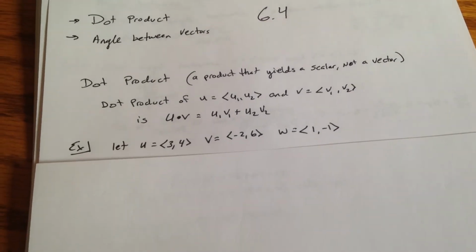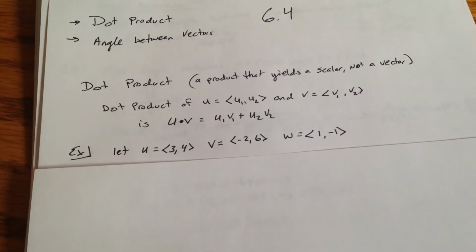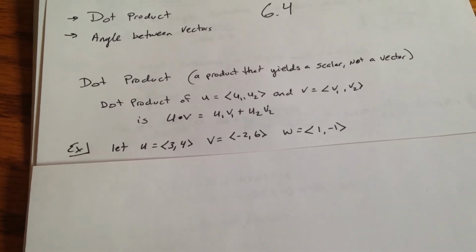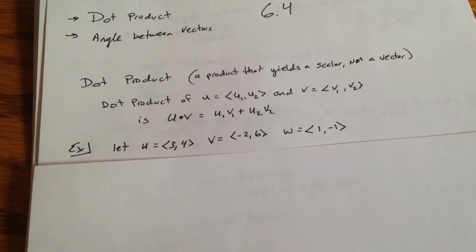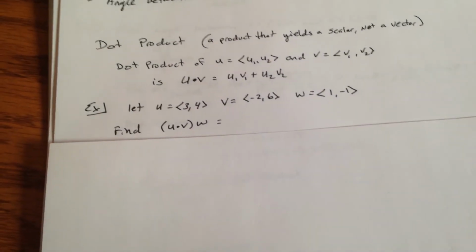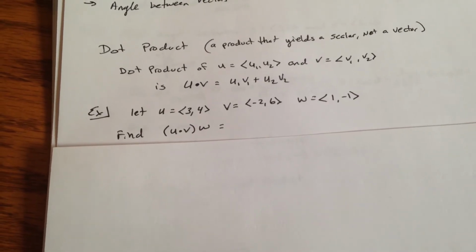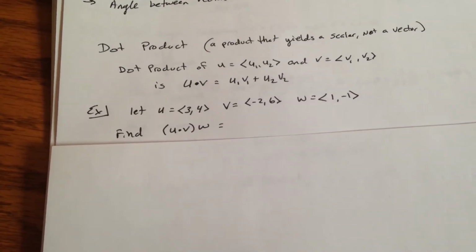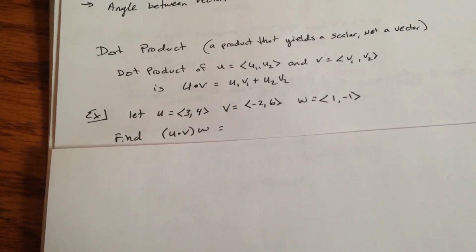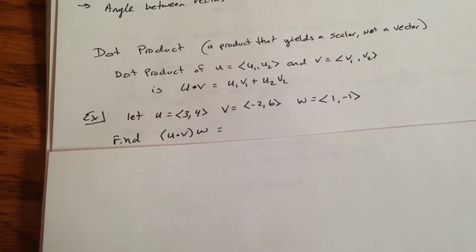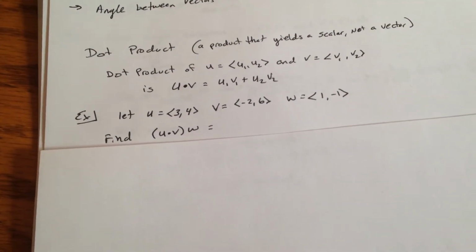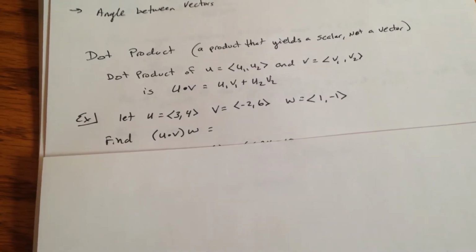An example here: u is <3, 4> in component form, v is <-2, 6>, and w is <1, -1>. I can find (u · v) times the vector w. When I do the dot product of u and v, I'm going to get a scalar. That scalar is then going to multiply w, so I get back to a vector. I'm going to multiply a vector by a scalar.